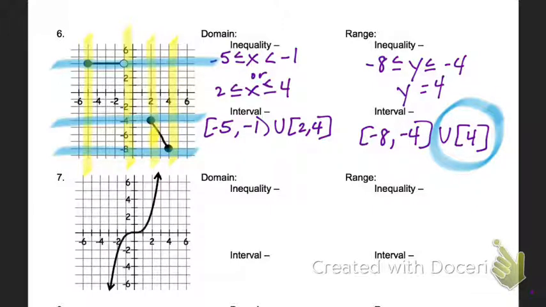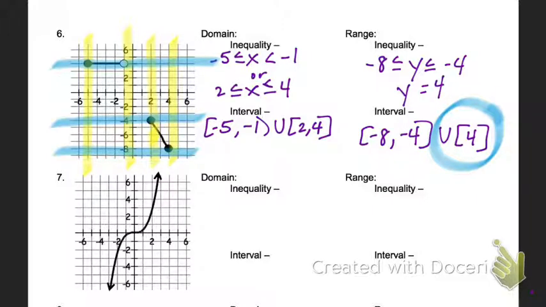Where did the bracket 4 bracket come from? Because I have a horizontal line at 4. Are you asking why it is a bracket and not a parenthesis? Well, shouldn't it be bracket -8, comma -4, bracket? I understand that. I don't understand the other part.